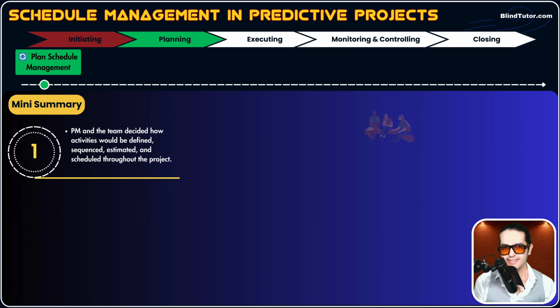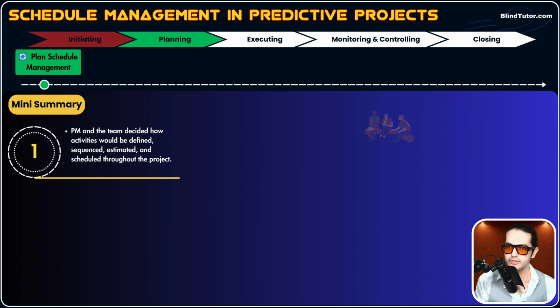PM and the team decided how activities would be defined, sequenced, estimated, and scheduled throughout the project. We decided on forecasting tools. We decided on software, on performance tracking tools. We decided on foundational how-to concerns that we will have about the project schedule.